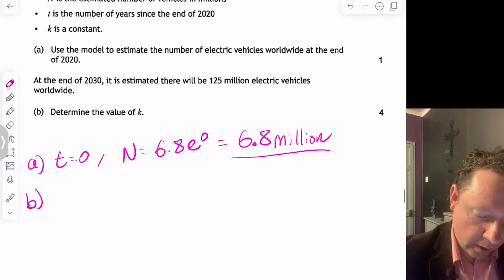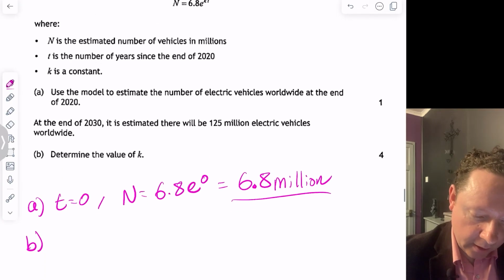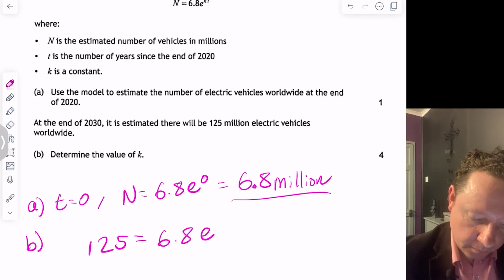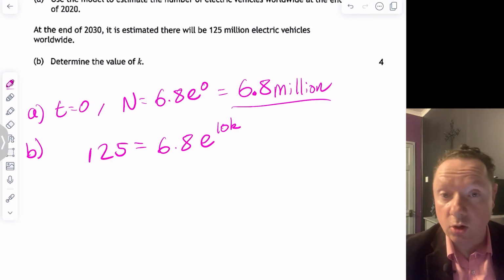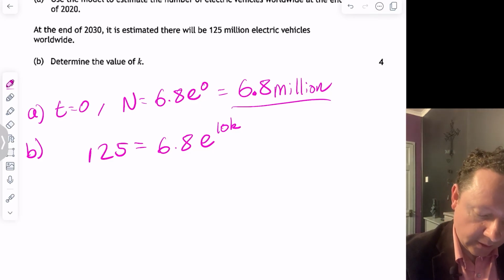At the end of 2030 is estimated at 125 million electric vehicles worldwide, determine the value of k. So we want N is 125 million, or 125 equals 6.8 e to the power of kt. So t is 30 minus 20, 10 years, 10k. So that's a logarithmic equation. We're going to use logs because it's an exponential. So divide by 6.8.